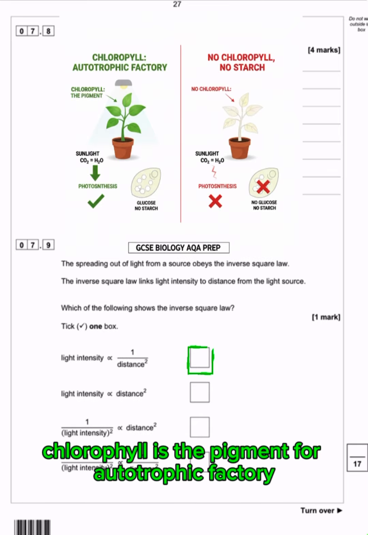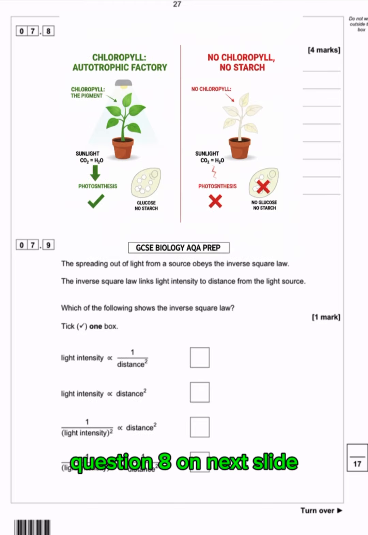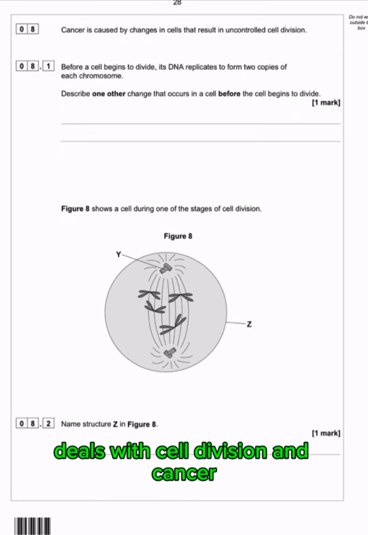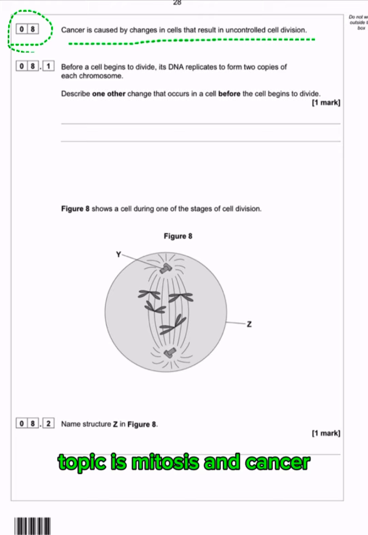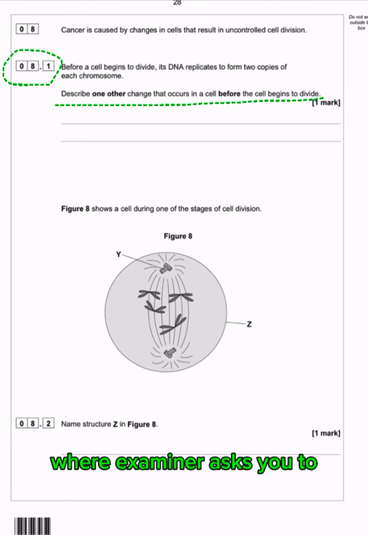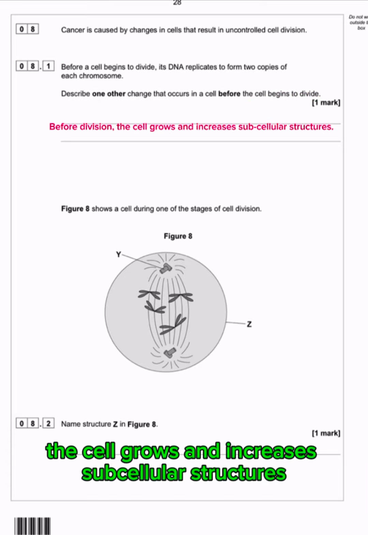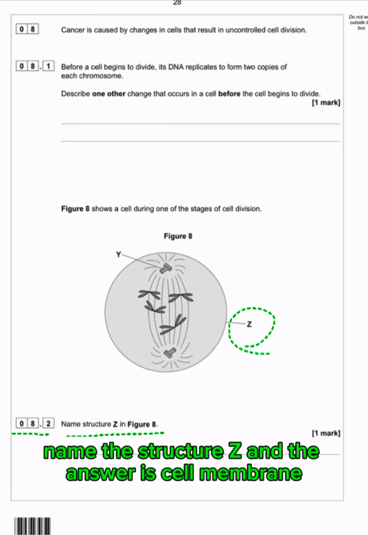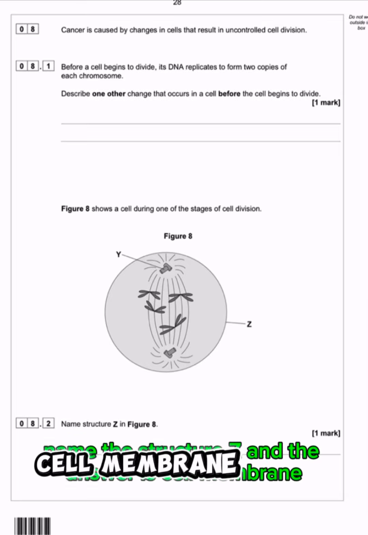Exam top tip: chlorophyll is the pigment for the autotrophic factory. No chlorophyll, no starch. Question 8 on the next slide deals with cell division and cancer. Topic is mitosis and cancer. Let's begin with question number 8.1, where the examiner asks you about how, before division, the cell grows and increases subcellular structures. Let's answer question 8.2, name the structure Z, and the answer is cell membrane.